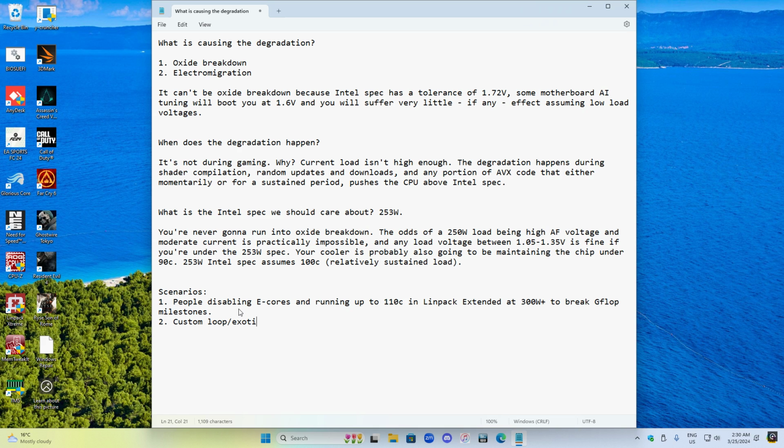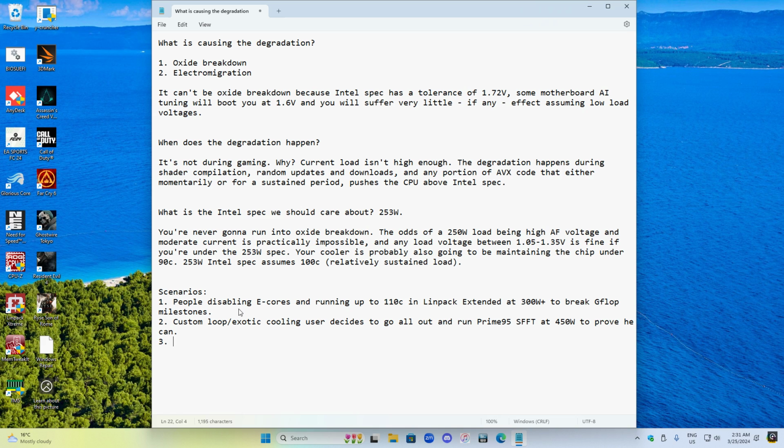Yeah, maybe say exotic cooling, like a chiller. Exotic cooling user decides to go all out and run Prime95 SmallFFT at 450 watts to prove he can. And there you go. And then the chip just loses like 25 millivolts after X amount of time. I mean, yeah, the chip's not running too warm, but 450 watts is gonna catch up with everyone.